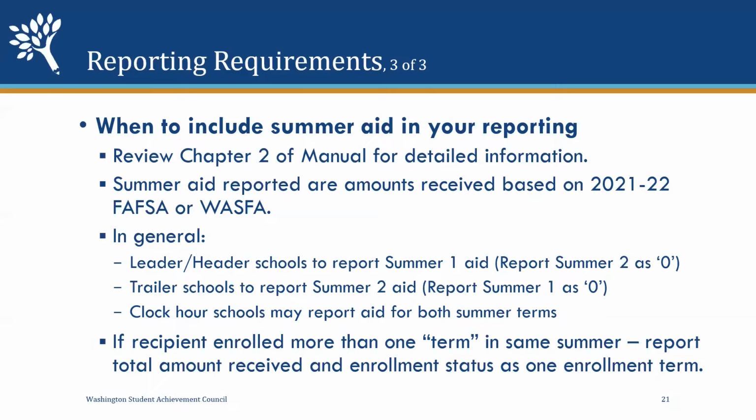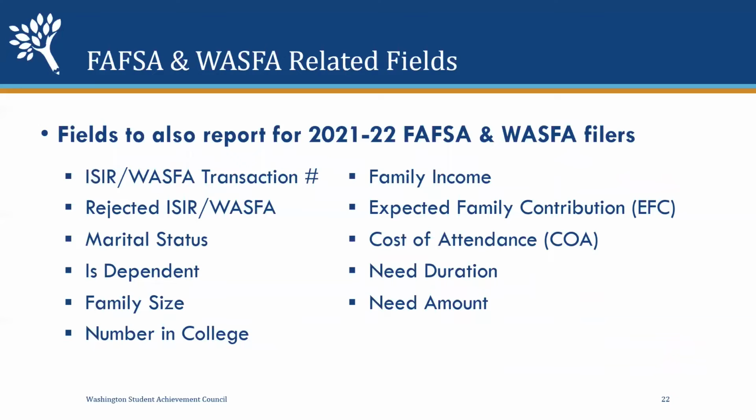Clock hour schools may report aid for both summer terms. And yes, we got it from Danette. If you do use borrower-based academic year for your loans, you also can use the 5 terms, which would have information in those 5 terms.